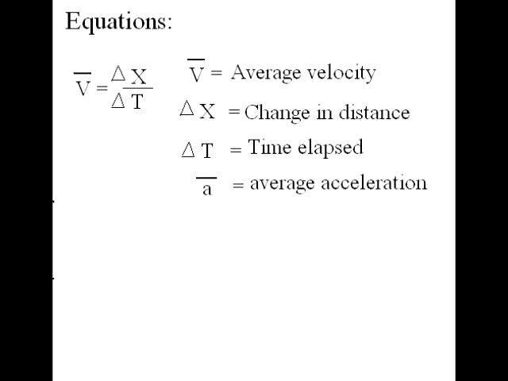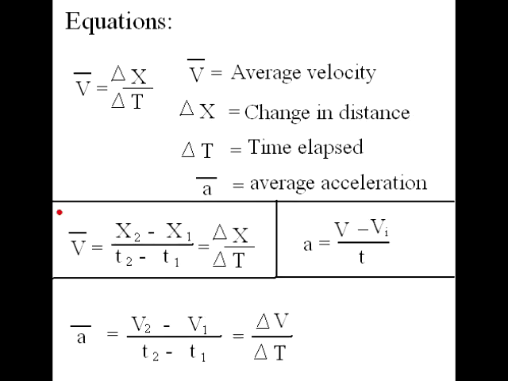Now we have the equations. V with a line over it is the average velocity. Delta x is the change in distance. Delta t is the time elapsed. And a with a line over it is the average acceleration. Under that, we have 3 major equations that you're going to use in this chapter.